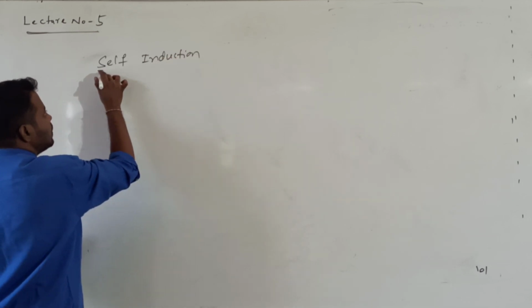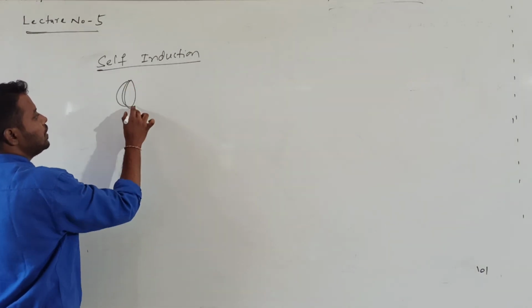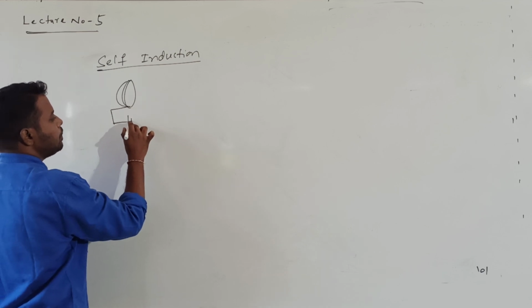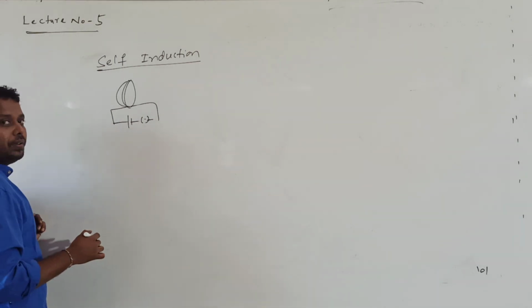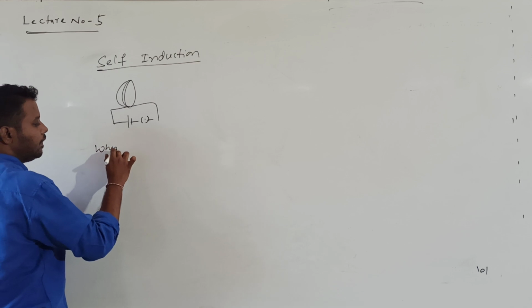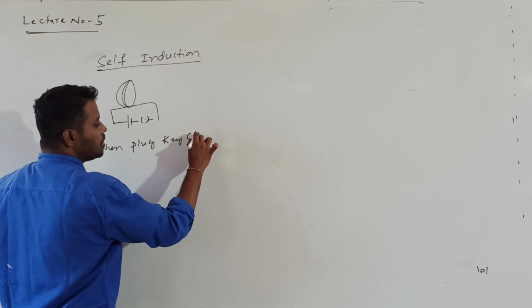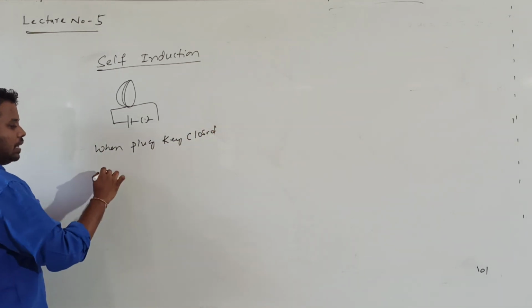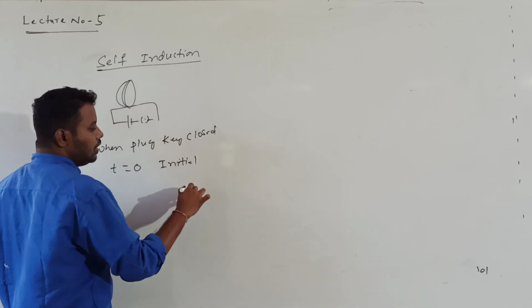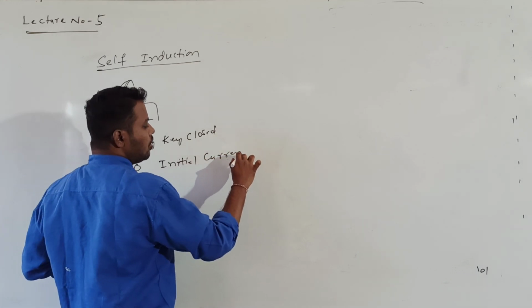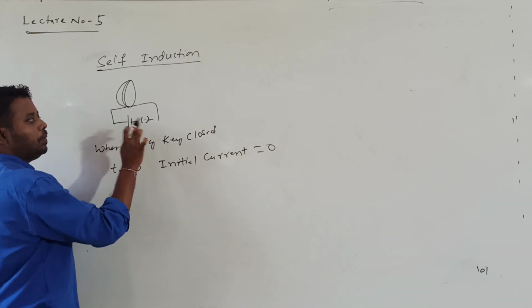Before defining this, first let us see: consider one coil with a number of turns, connected across a battery with a plug key. Initially the plug key was open. Now when the plug key is closed at time t equal to 0, what is the initial current in the coil? The initial current in the coil is 0, right? There is no coil current at time t equal to 0 when the plug key was closed.